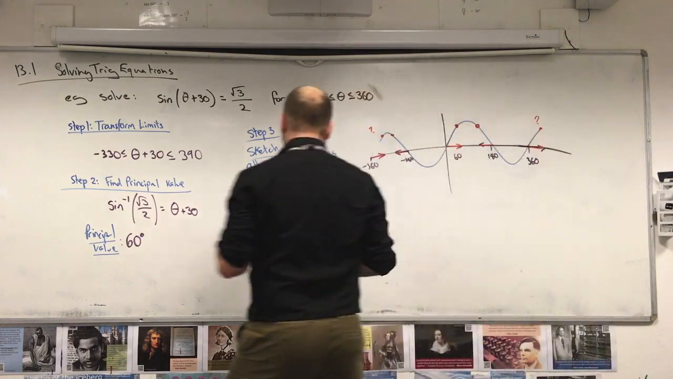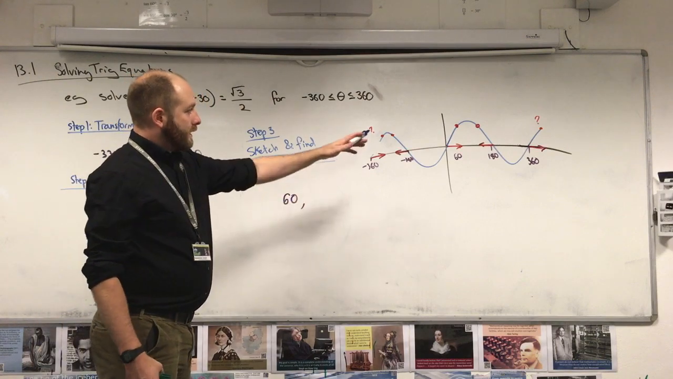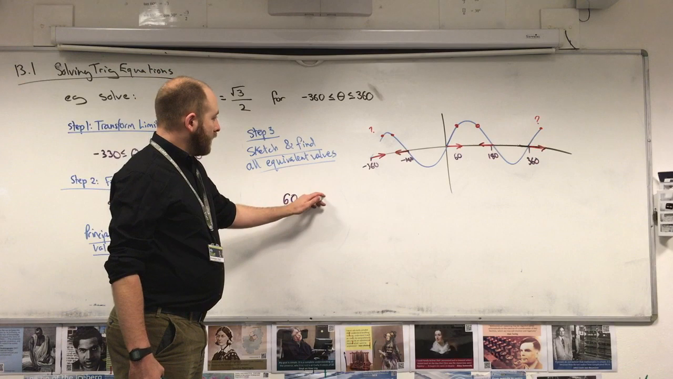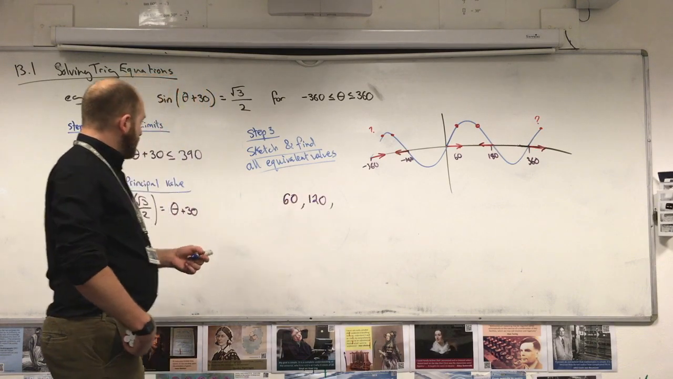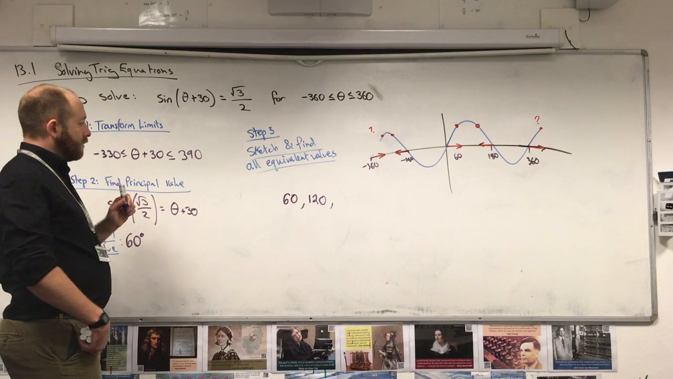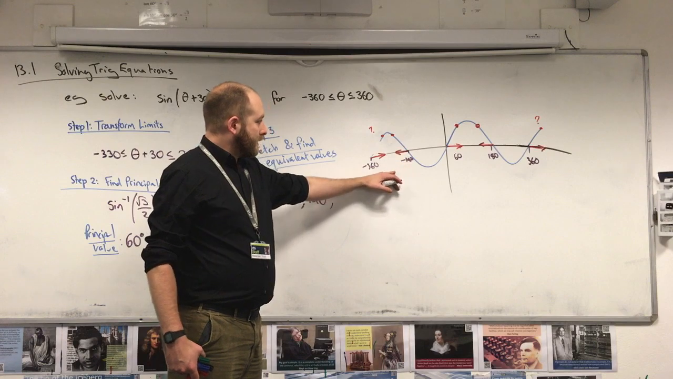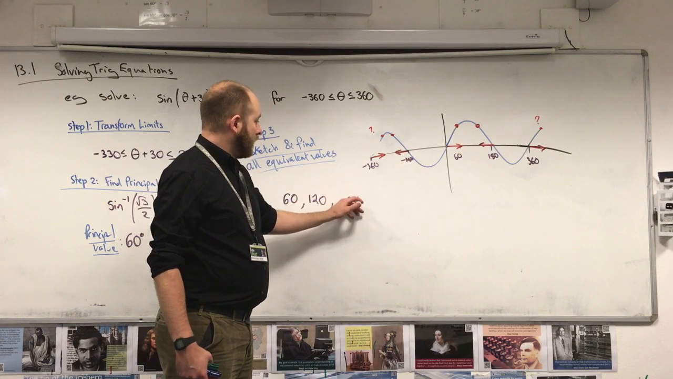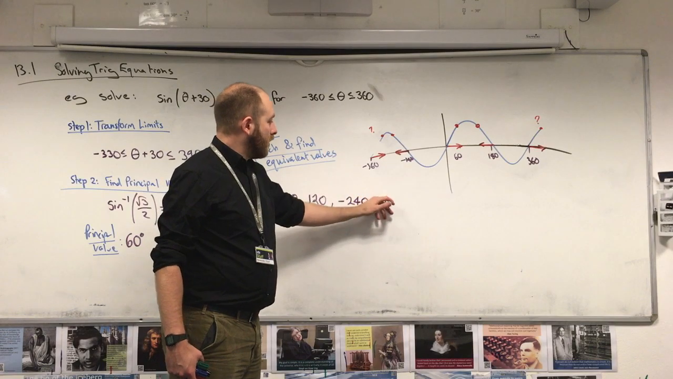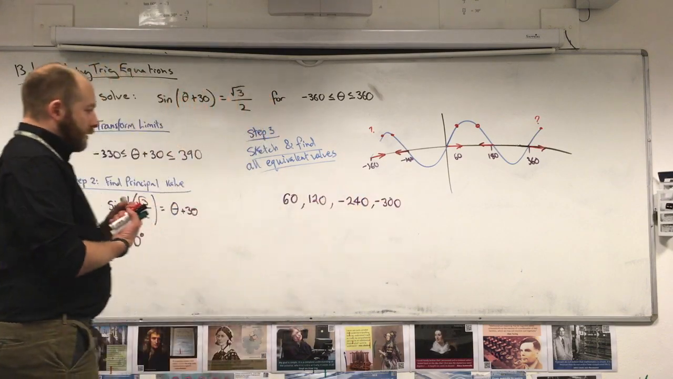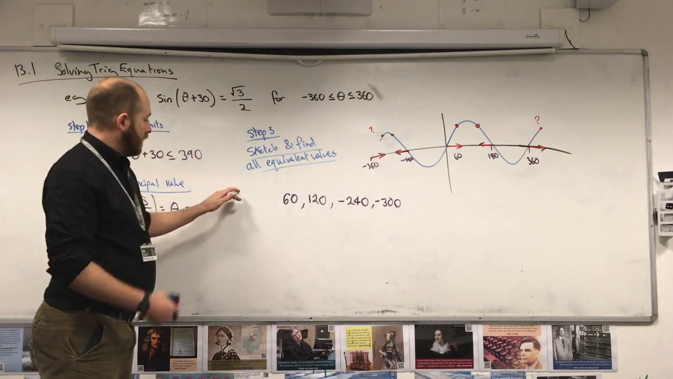So all of my angles then, we can say 60. We've got 180 take 60, which is going to be 120. We've got 360 plus 60, which is going to be 420. But that's outside of our limits, so we won't bother with that. Two more here, so this is going to be 180 take 60, which is going to be minus 240. And then minus 360 plus 60, which would be minus 300. So, 4 values, and those values were all values of theta plus 30.